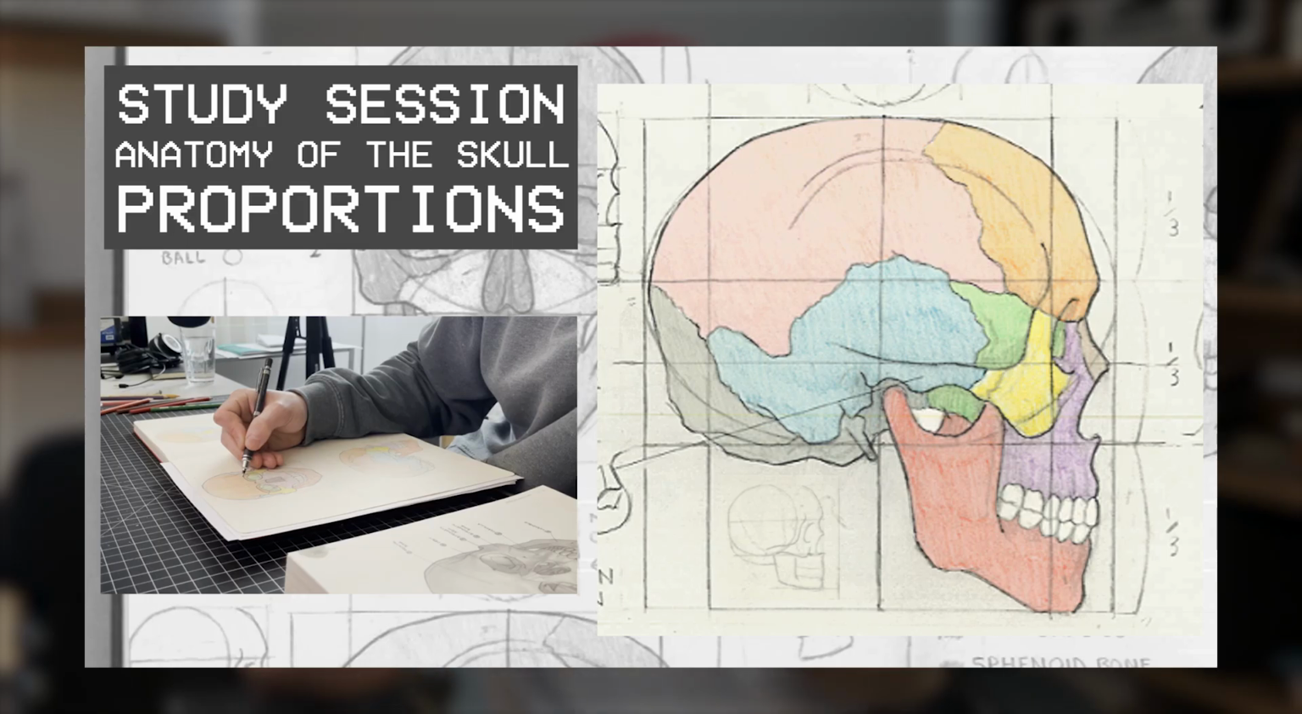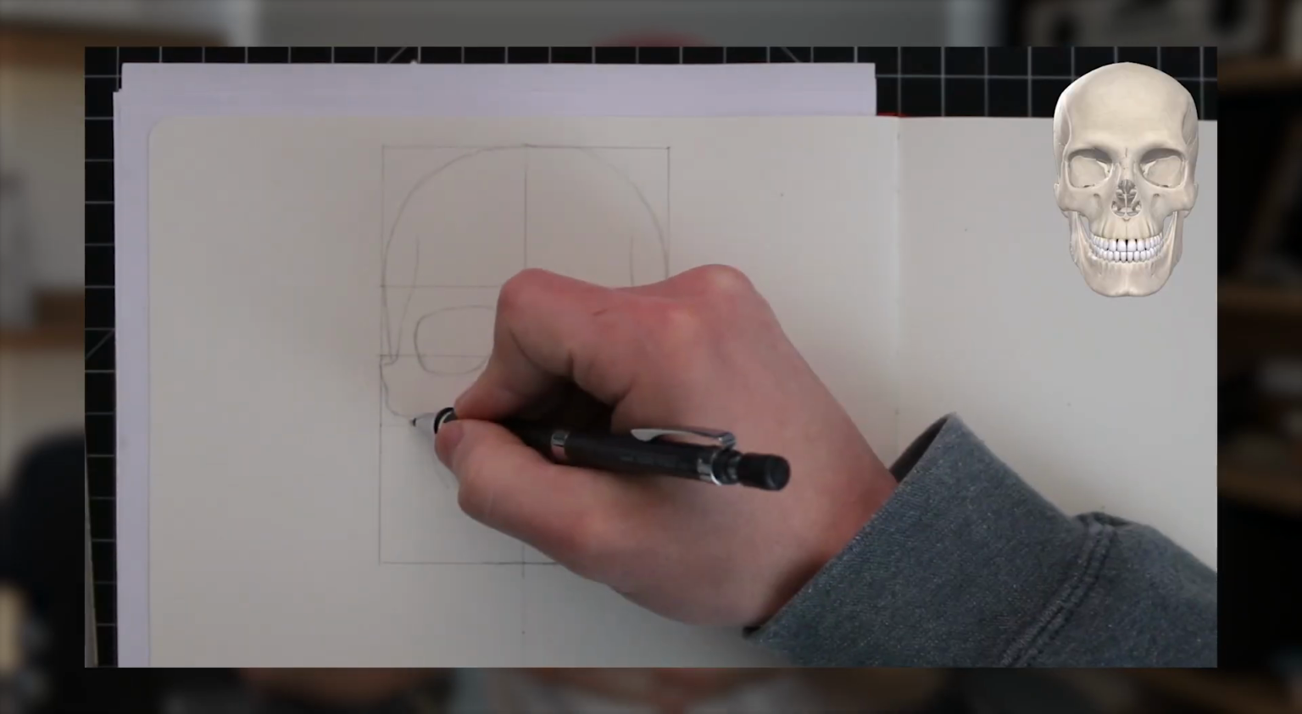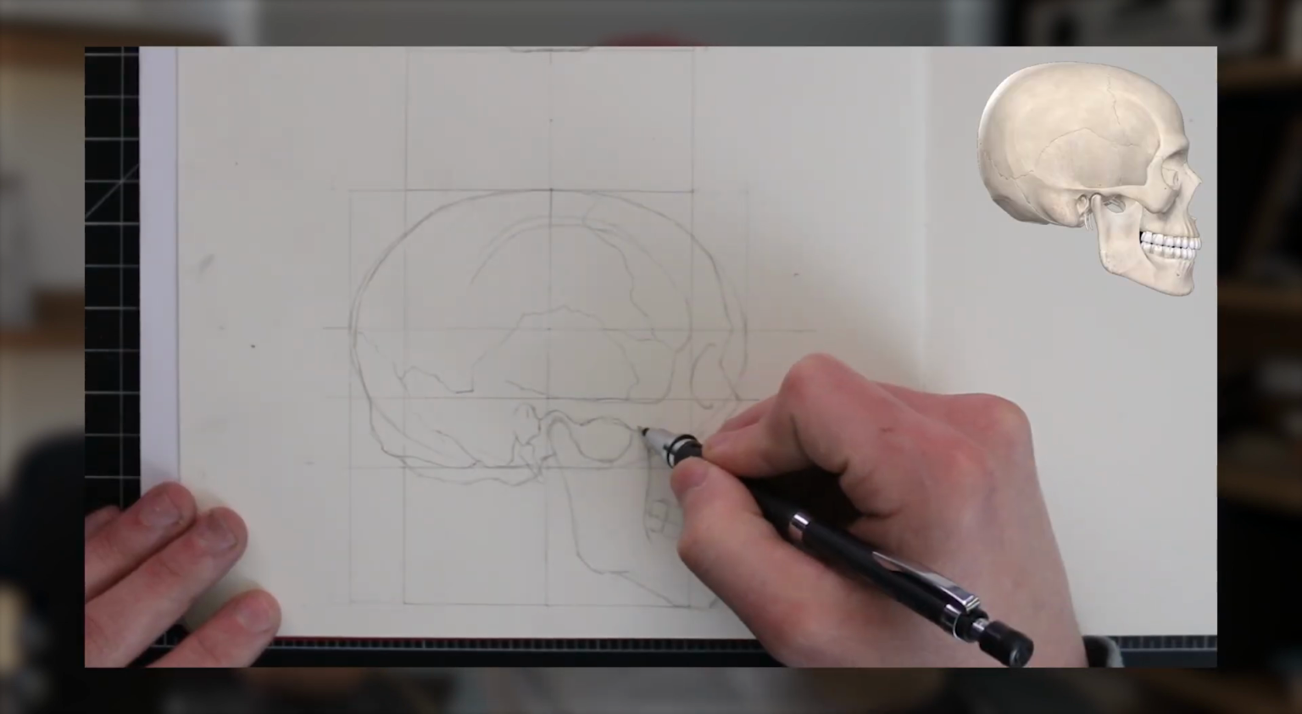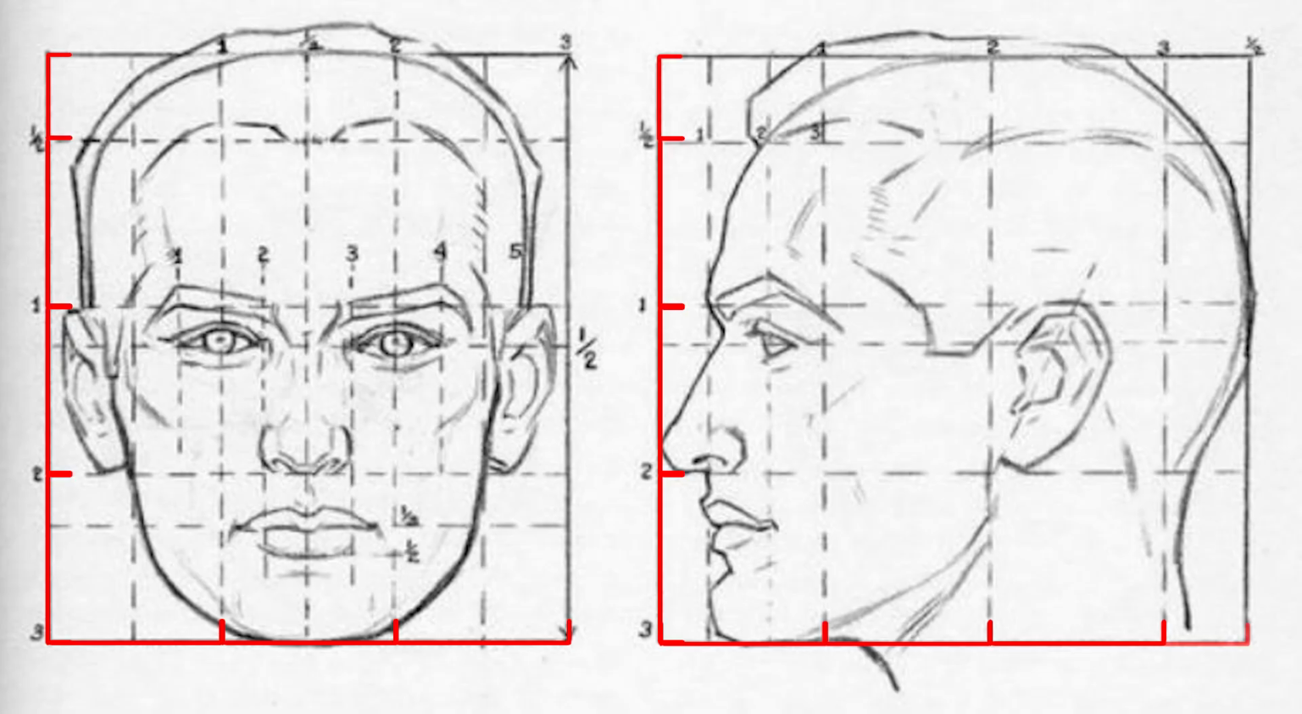If you've watched any of my videos on anatomy, specifically the video in which I discuss how to draw the skull, you'll know that a similar approach can also be taken when looking at the proportions of the skull. The reason why we do this is because these grid lines indicate where to place the various facial features.